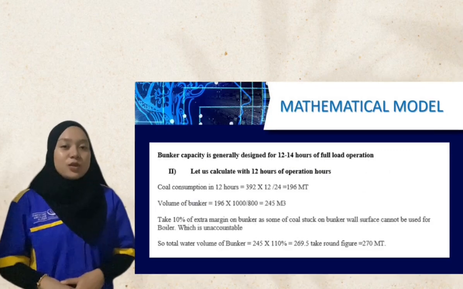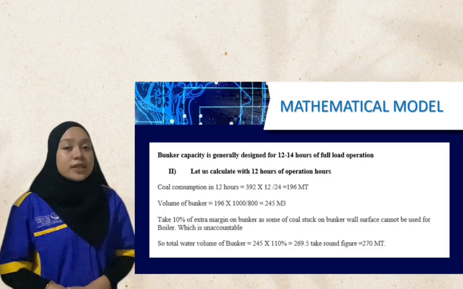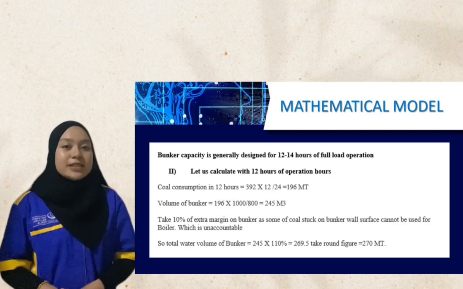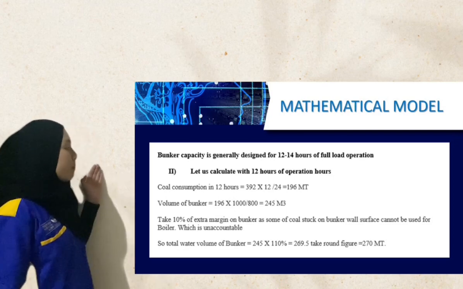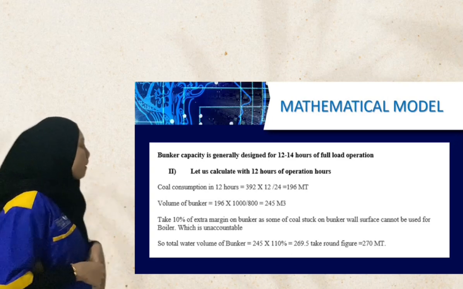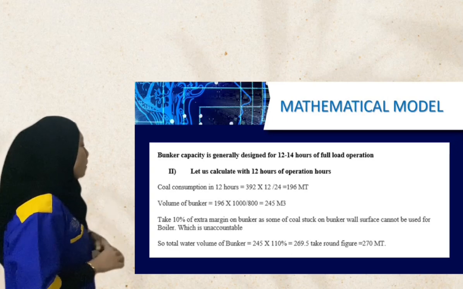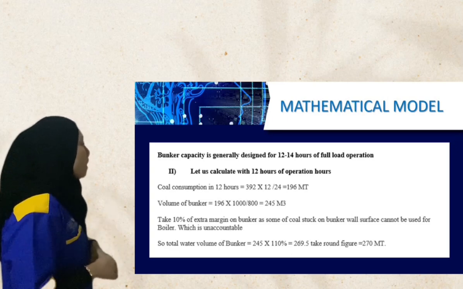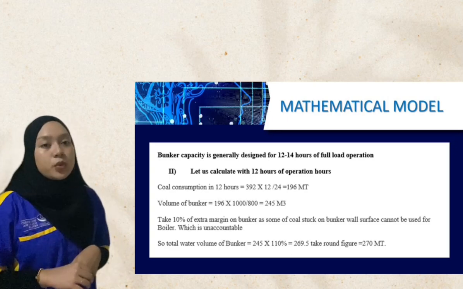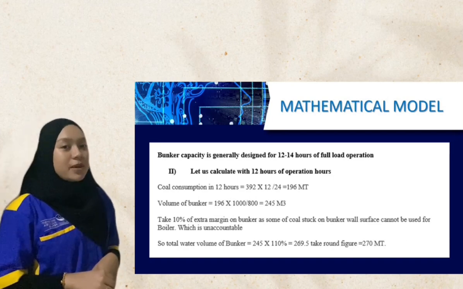Next we go to the last step, which is how to find the operating hours of coal power generation. First we must have the coal consumption in 12 hours. Then the volume of bunker, then we can find the total volume of bunker, which is the volume of bunker times 110%. So we get the total volume of bunker.